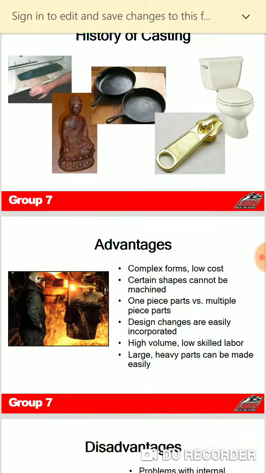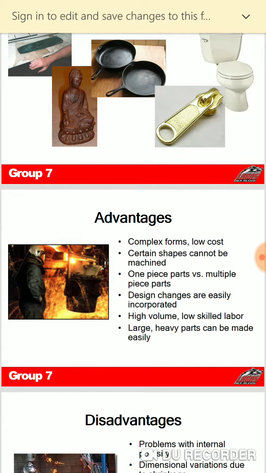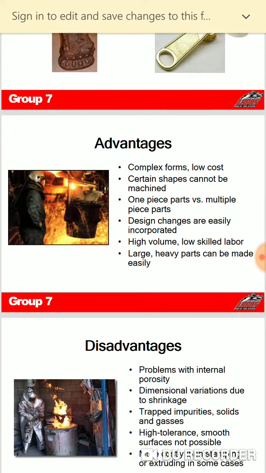Now the advantages of the casting process are next. It can make complex forms at low cost. It can be done in any desired shapes. One piece parts versus multiple piece parts. Design changes are easily incorporated, and the mold can be used for high volume and low skill labor. It requires low skill labor. Large and heavy parts can be made easily, as you see in machine components, where we use dies so that we get better output.